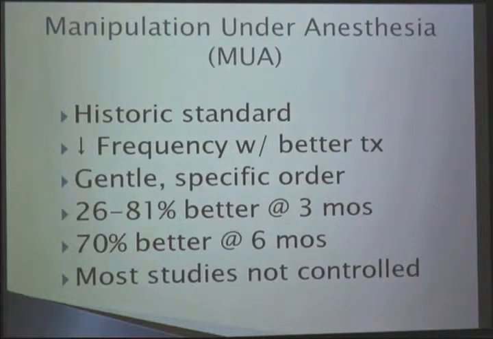Manipulation. I think this is of historic interest with the exception of some very few number of patients. You want to do it gently when you do. You do it in a specific order so that rotation is sort of the last maneuver you'll do. There's a variable percentage of improvement, and that reflects the difference in cohort design of these studies. Overall, I believe that there's a number of patients who are better. I don't think 70% improvement is necessarily a very good outcome, and most of these are not controlled.